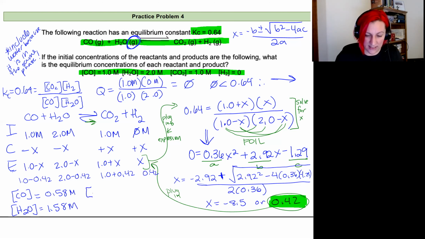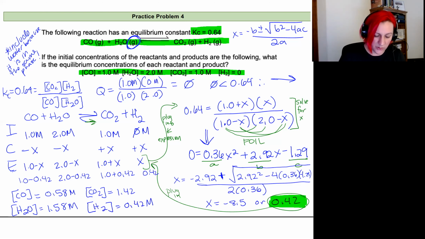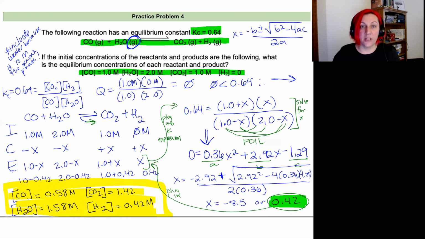Now, my products at equilibrium are going to be carbon dioxide with a concentration of 1.42 molar, and my hydrogen gas with a concentration of 0.42 molar. And those are going to be my equilibrium concentrations for this reaction. Now, if you are having any trouble with the algebra of this, of solving for x, please let me know. We can always work through that together in more detail.